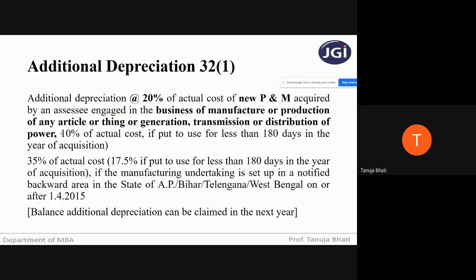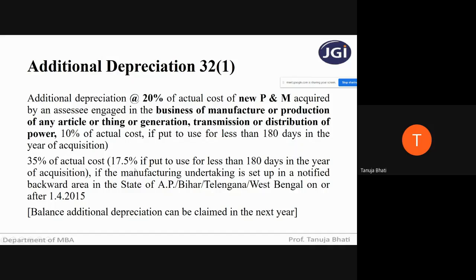Next thing you need to know is, suppose that manufacturing unit is being set up in any backward area, like in the state of Bihar, West Bengal, any backward area in those states, then the additional depreciation rate will be 35% of actual cost. And suppose the plant and machinery in that particular area is used for less than 180 days, then again 17.5% will be the rate of depreciation, that is 50% of 35%.